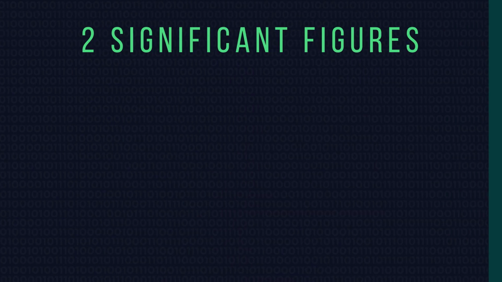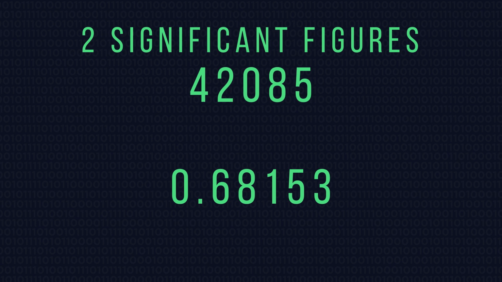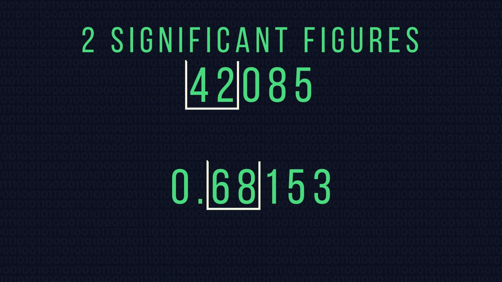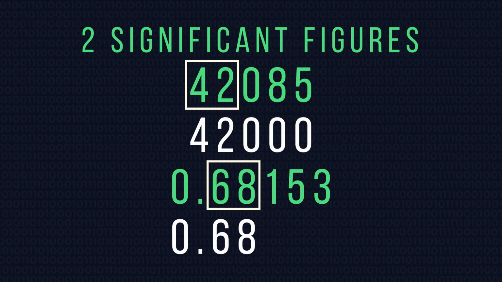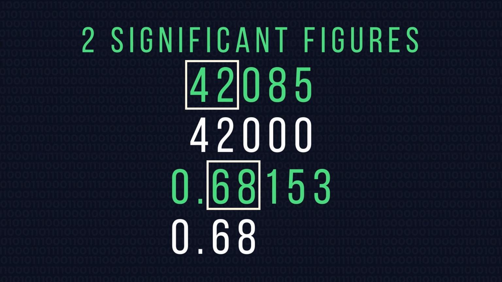To two significant figures, try 42,085 and 0.68153. How did you do? So there you have a quick guide of how to round to decimal places and significant figures.